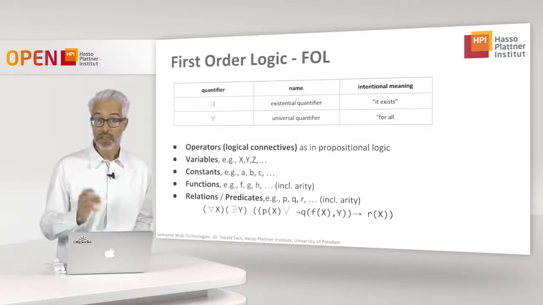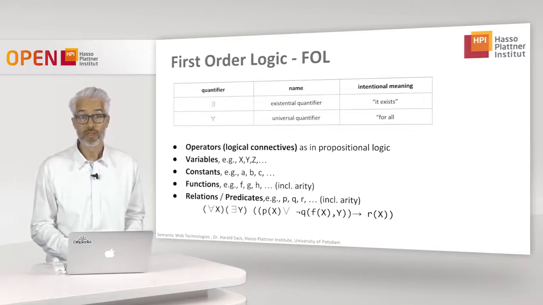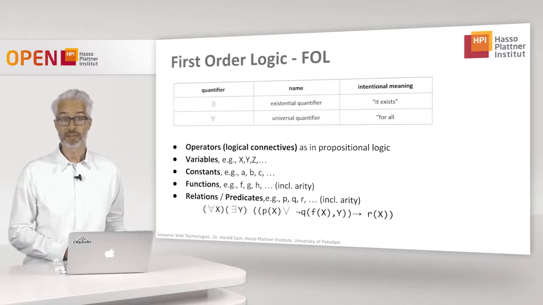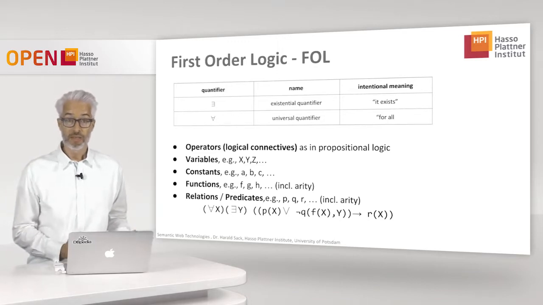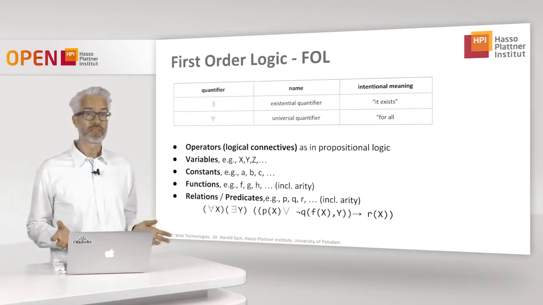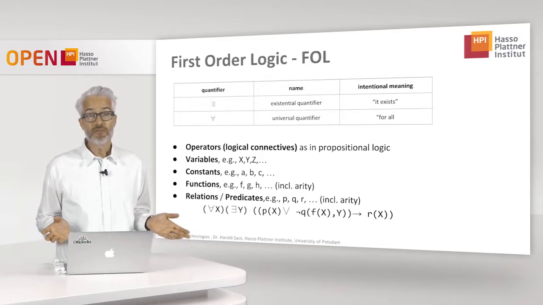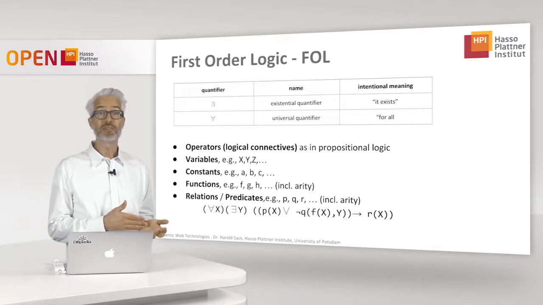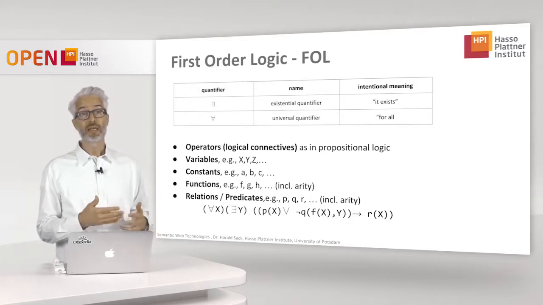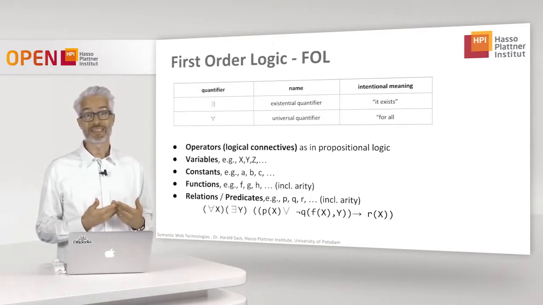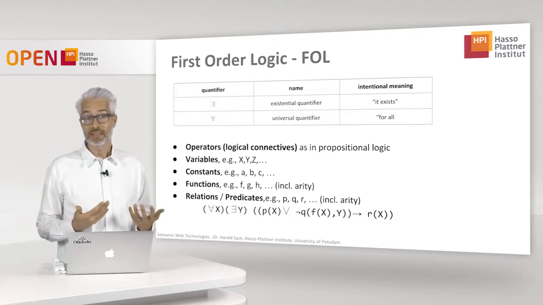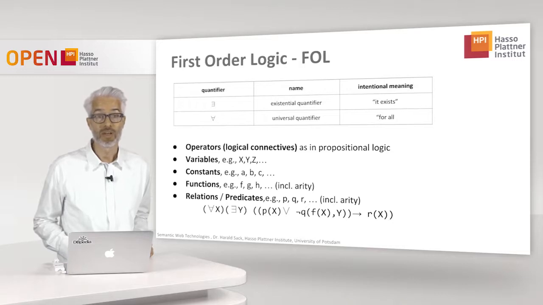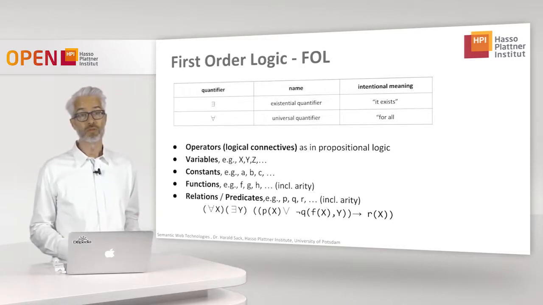What else? Just have a look at the syntax first. So we have the same operators, the same logical connectives as in propositional logic. Then we have variables. Why do we need variables? Okay, so if we make assumptions with the help of quantifiers, of course, we need variables because we make an assumption about an element within a set which has certain properties. And usually you use a variable that you can quantify over.